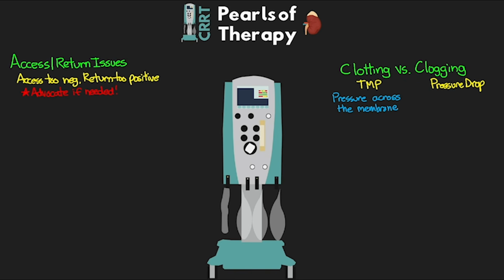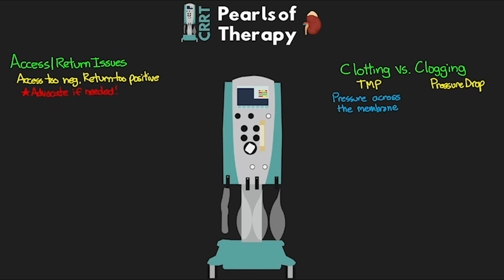This is the driving factor for our convection. And some of the settings on the machine are actually going to change this TMP value. So if we're adjusting blood flow rate, the patient fluid removal rate, as well as the replacement solution rate, these are all going to impact our TMP. Now, if we hit a positive pressure of 350, this is going to trigger an alert. And if we go above a positive pressure of 450, this is typically going to trigger the alarm.